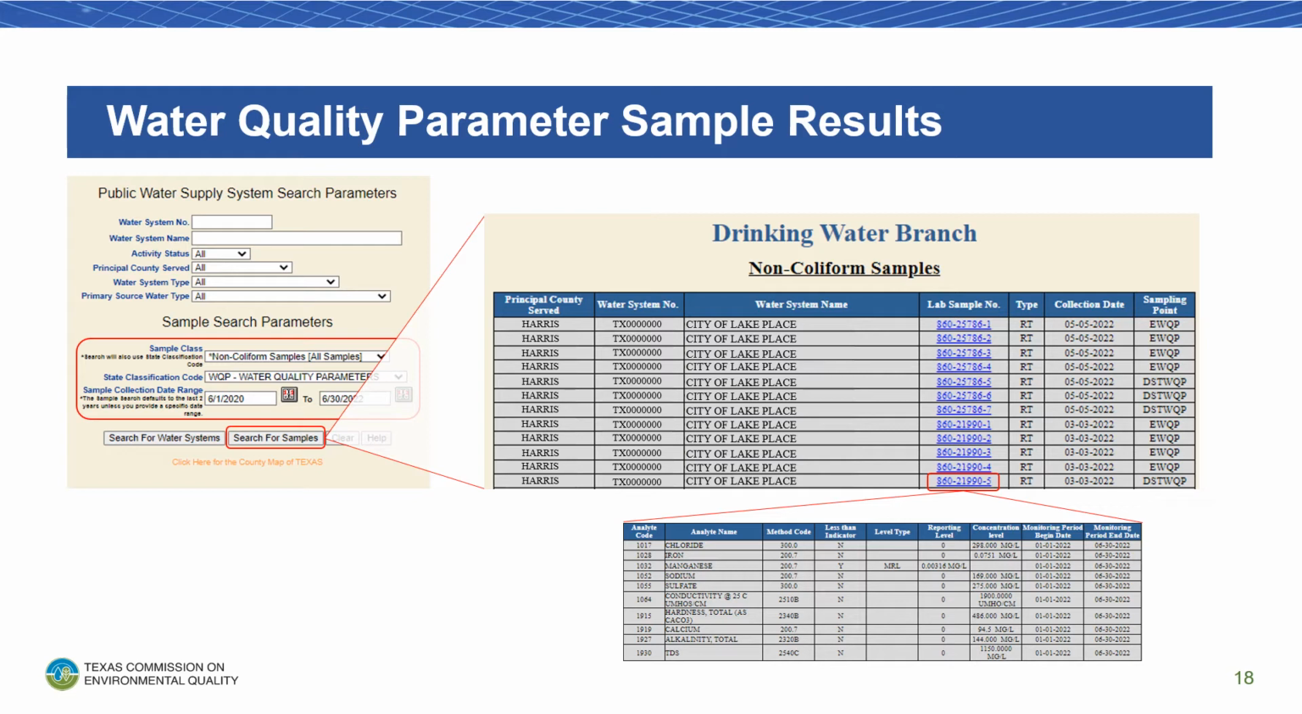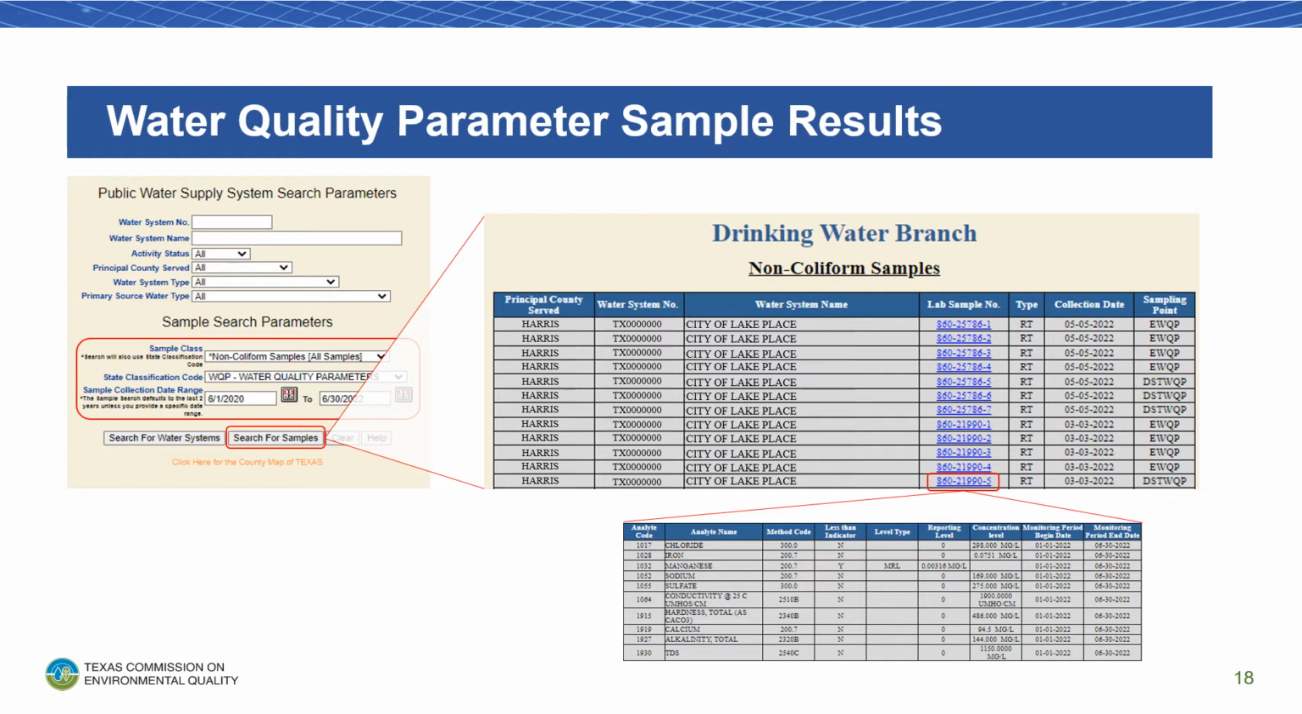To find WQP sample results using the first method, navigate to the website homepage. Then, type your PWS ID into the box labeled Water System Number, or type the name of your system into the box labeled Water System Name, and choose Non-Coliform Samples in the Sample Class drop-down list, and then WQP Water Quality Parameters in the State Classification Code drop-down list.